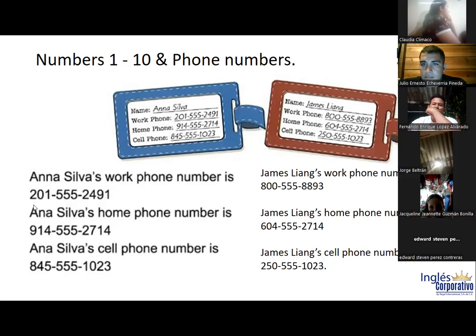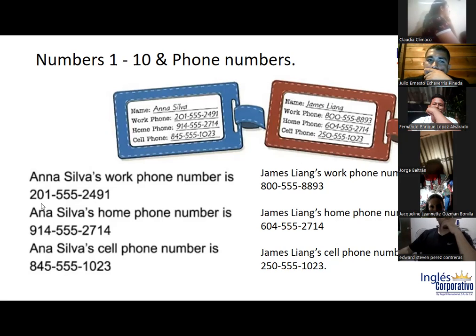When we say telephone numbers in English, we usually say number by number. 201-555-2491. Well, in Spanish, we usually say two numbers, right? We say 21-55-5-2491. But in English, people usually say number by number, one by one, 201-555-2491. Okay? So now we are going to practice.